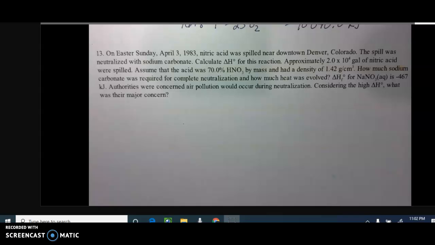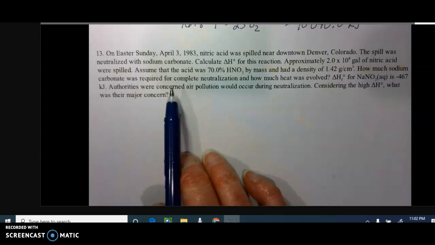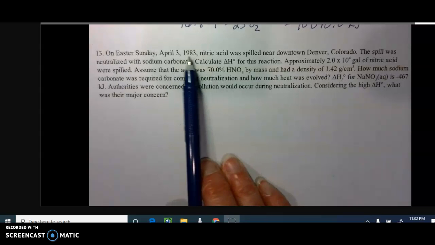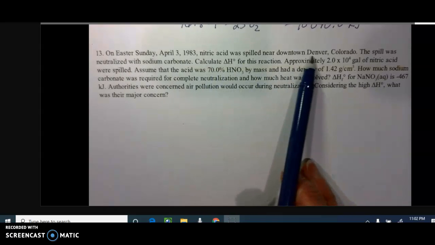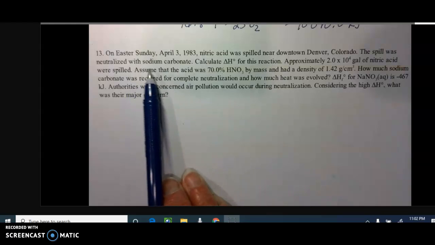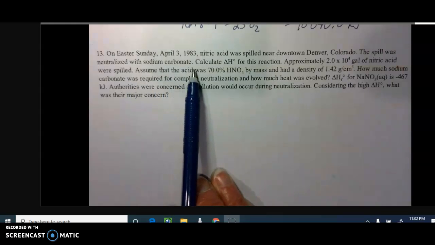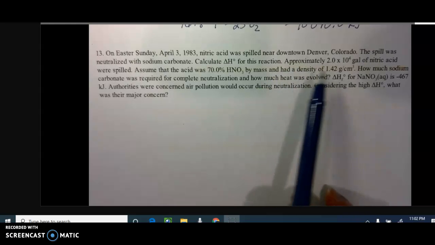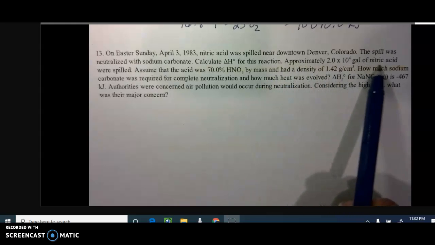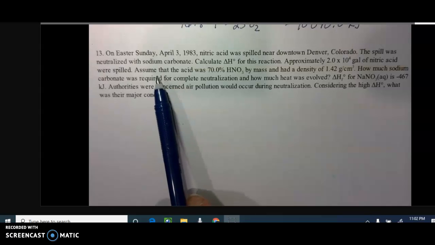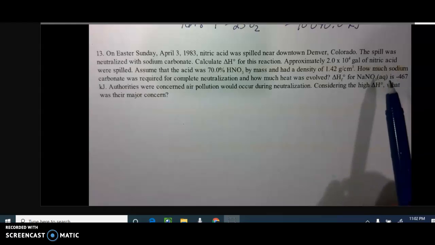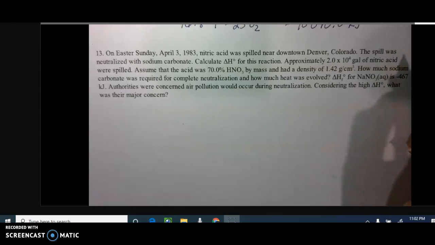All right, question 13, as you can see, has a lot of information. This is based on a real story. Nitric acid on this date was spilled near downtown Denver, Colorado. This spill was neutralized with sodium carbonate, and we want to know the delta H for this reaction. Approximately 2 times 10 to the 4th gallons of nitric acid were spilled. Assume the acid was 70% HNO3 by mass, with a density of 1.42 grams per cubic centimeter.